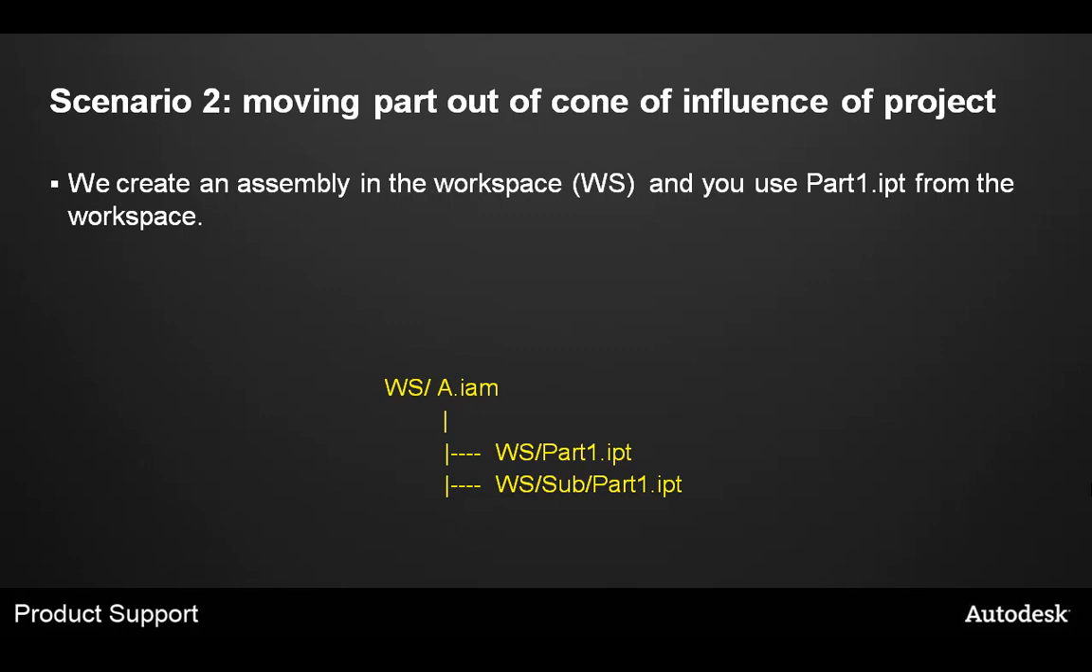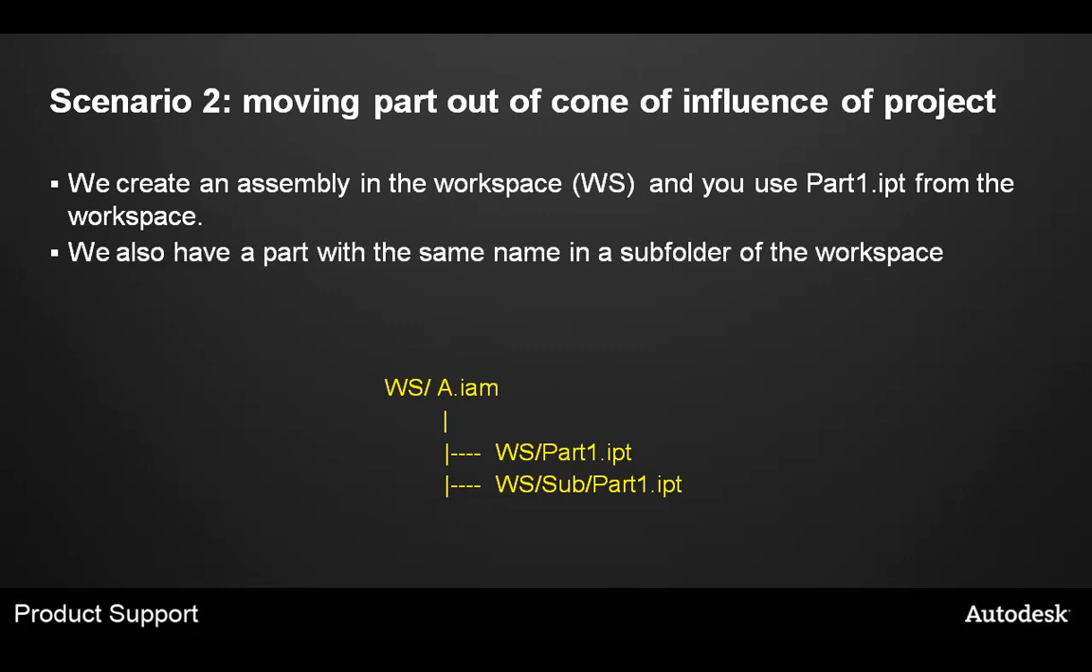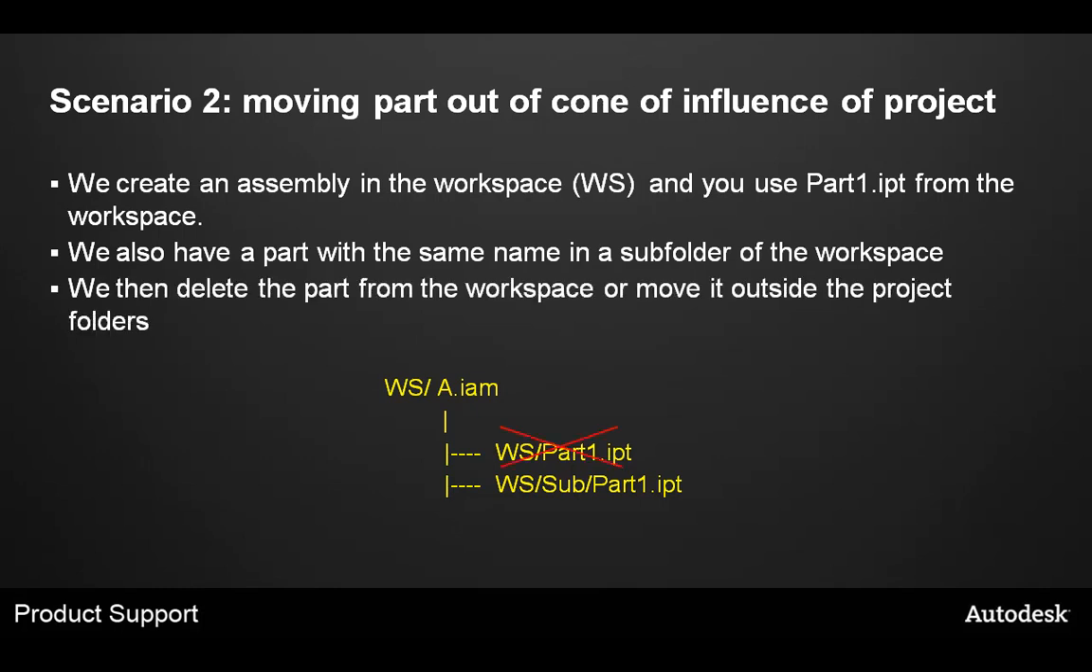So here's the situation. We start with an assembly in the workspace, which I call WS, and you use part 1 from that workspace. We also have a part with the same name in a subfolder of the workspace. However, that part might have a different geometry than my part 1. When we then delete the part from the workspace, or we move it outside of the project altogether, we have this situation.